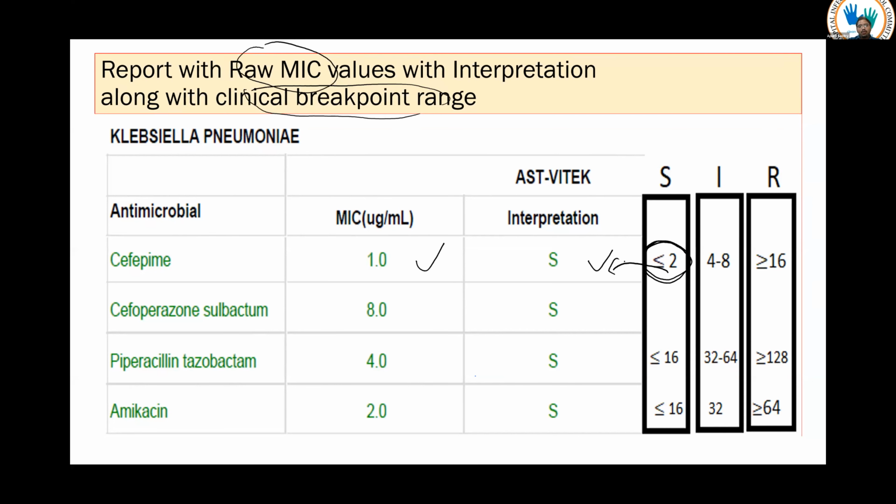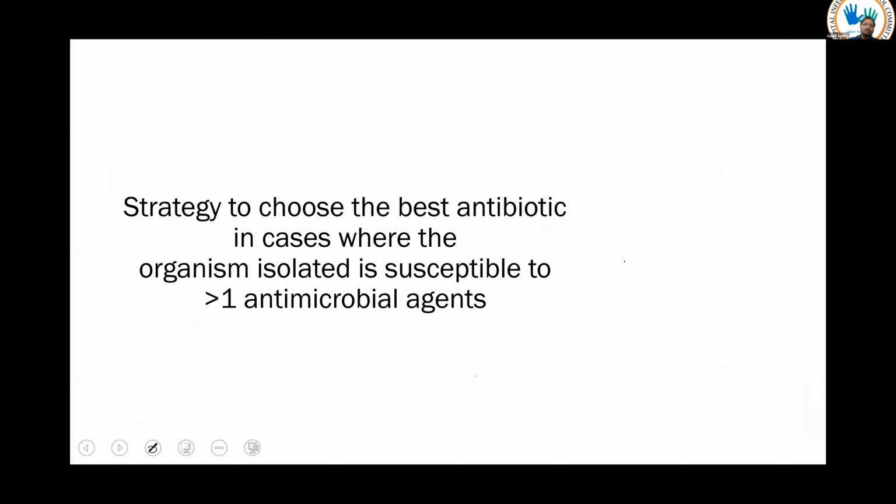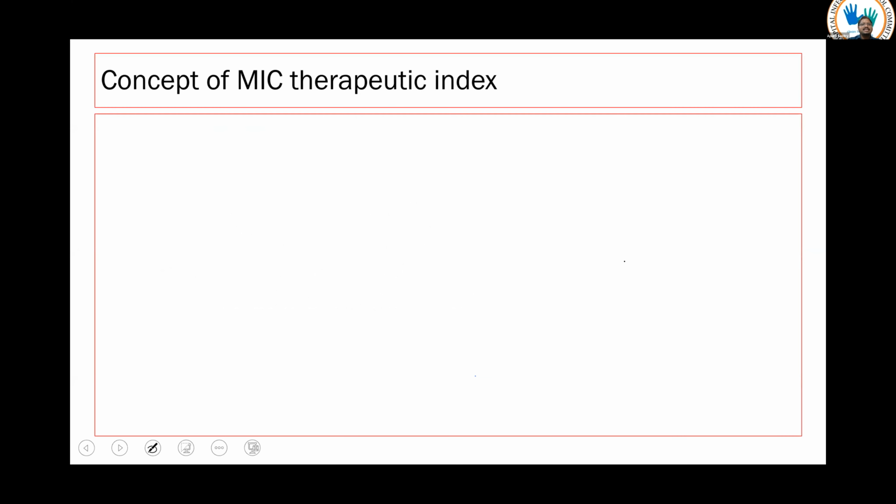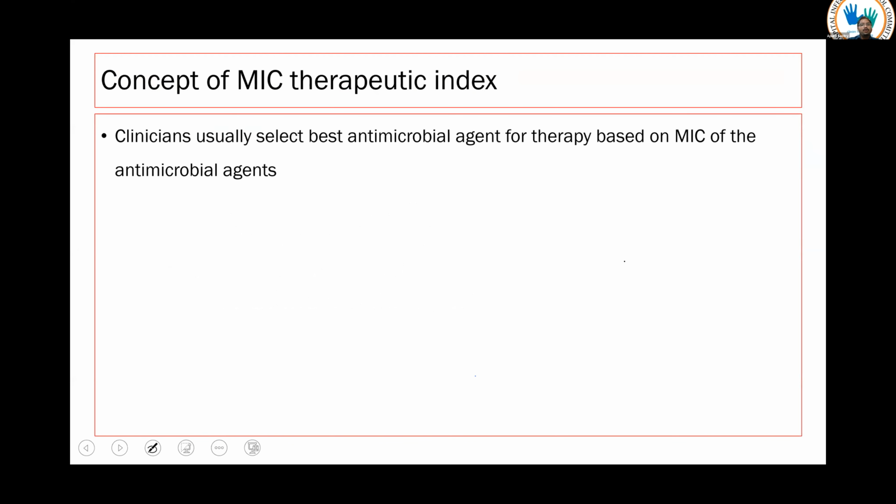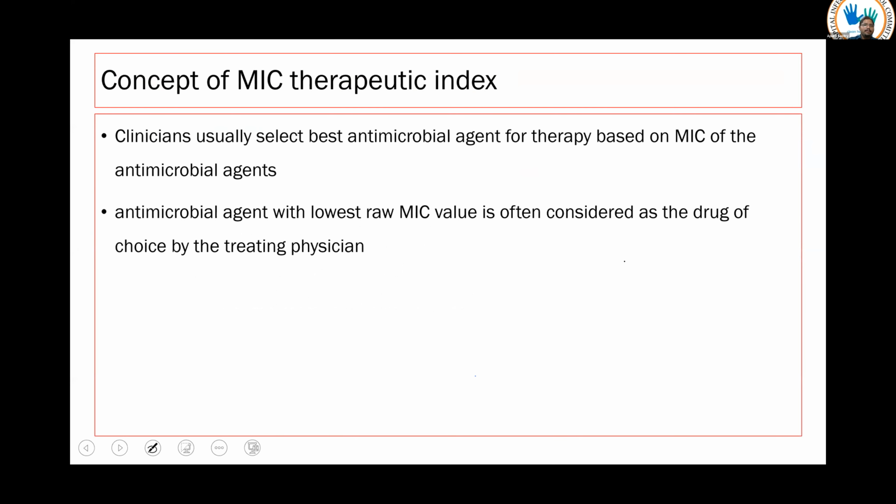So here comes the new concept which would solve this problem. How to choose the best antibiotic? Suppose my isolate is susceptible to a series of antimicrobial agents. In those cases, the concept of MIC therapeutic index is very helpful. As I have already told you, clinicians often tend to go for the value of MIC. They see a low value and they grab that. But this is a wrong concept, because MICs are in vitro data, and in vivo it may not be effective as such directly.